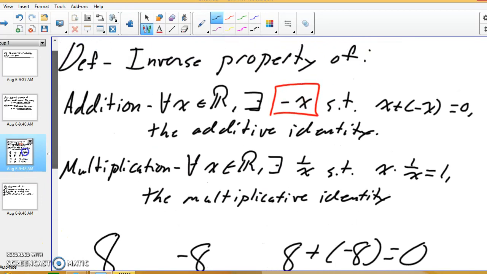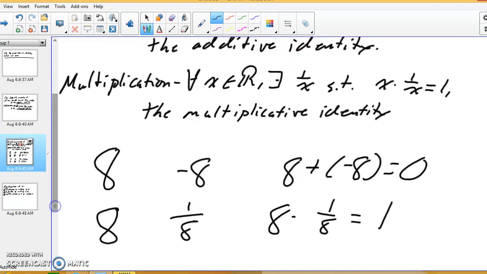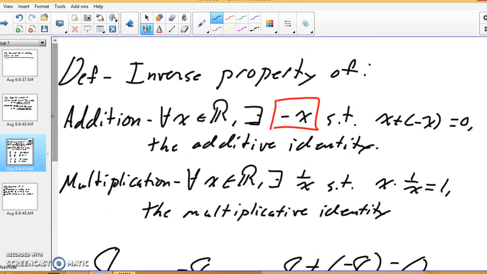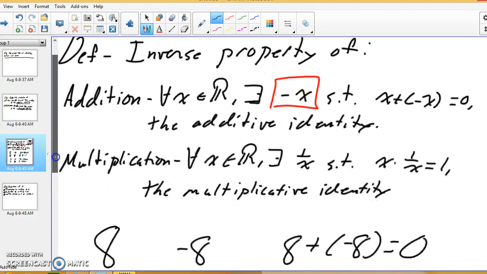Again, just go through one more time. Every number has the same additive identity, which is 0, but every number has a different additive inverse, that number to the negative. Every number has the same multiplicative identity, which is 1, but every number has its own multiplicative inverse, which is 1 over 8 in this case. So again, this is kind of an abstract idea, but it's something that will come in handy later on.